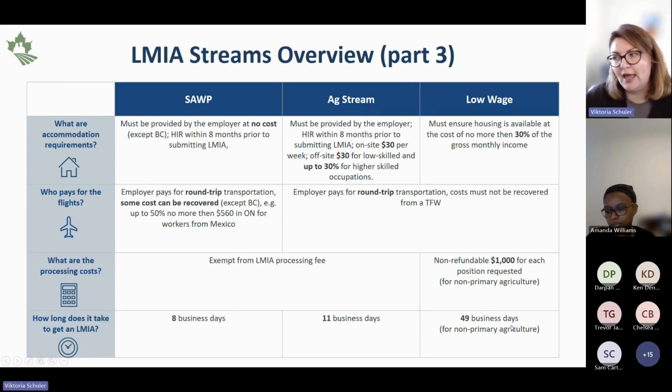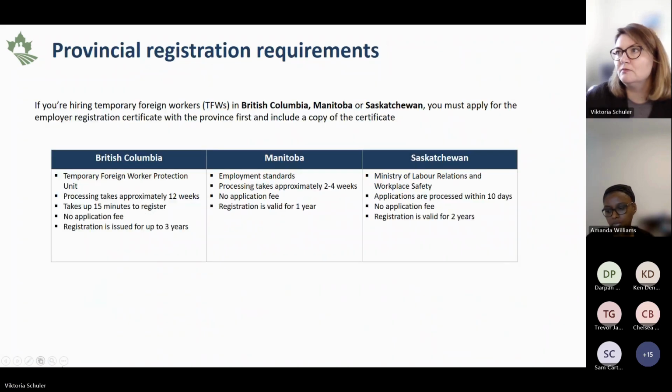The other thing I wanted to add about planning: if you're thinking about it now and you know the country that you would like to hire from, my recommendation is to check whether the nationals of those countries require an entry visa to Canada and a work permit. And if they do, what is the current processing time as well? Because it will add time, especially if you're hiring workers for a season.